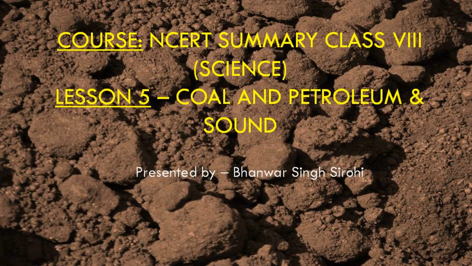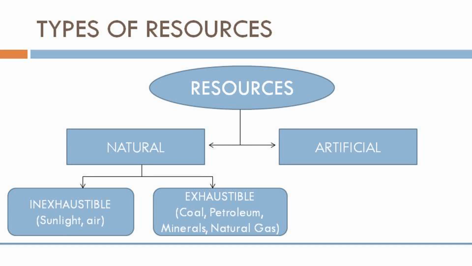Hello everyone. In this lesson, based on the summary of Science NCERT of class 8th, we will go through the topic that is coal and petroleum and sound. The resources are of two types, that is natural and artificial. The natural resources may again be of two types, that is inexhaustible resources such as sunlight or air, which will not exhaust in the near future, and exhaustible resources which will be exhausted in the near future, such as coal, petroleum, minerals and natural gas.